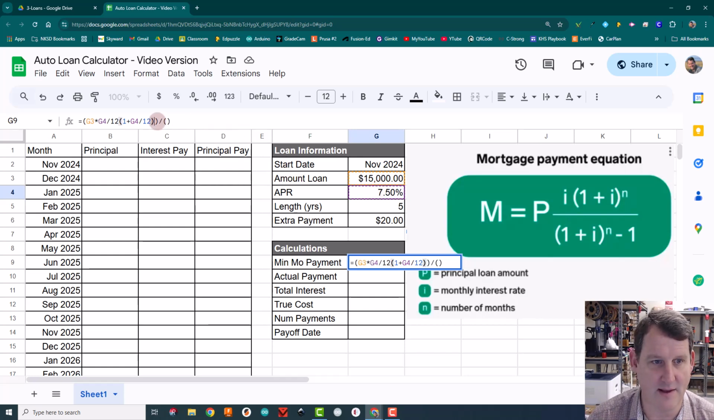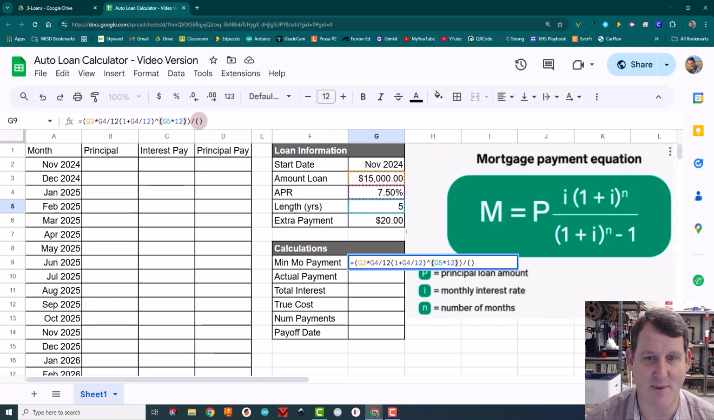And then after that close parenthesis, I'm going to do a caret, and that means raised to the power of. So if you're going to square something, it's like this little caret 2. In this case, it's n, so I'm going to put an open parenthesis, and the n is going to be the number of years times 12, close parentheses. All right, so far so good.